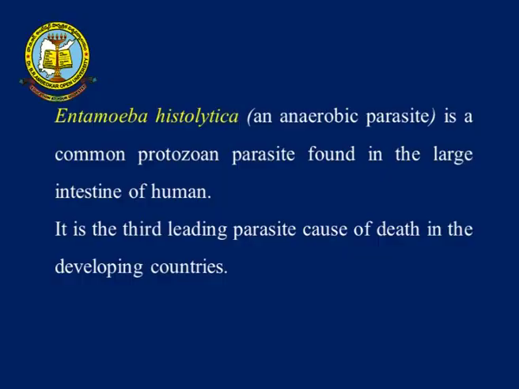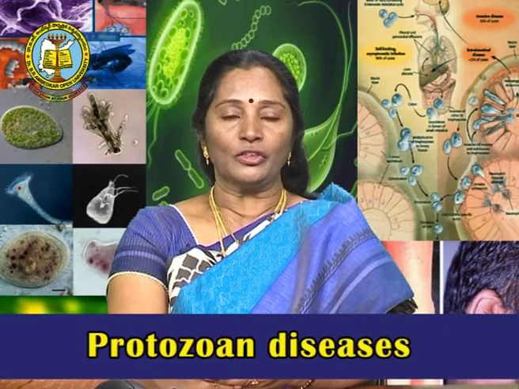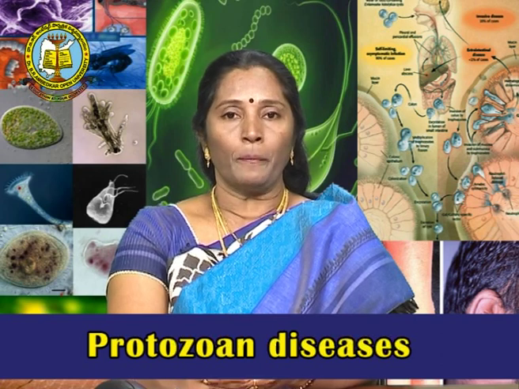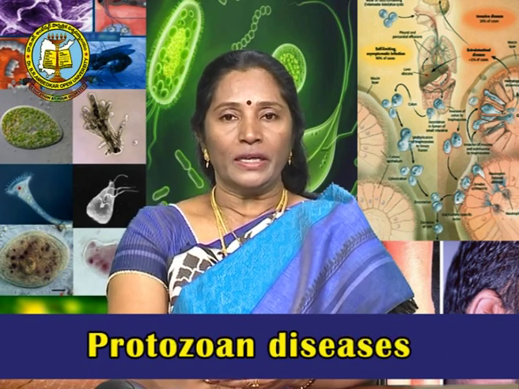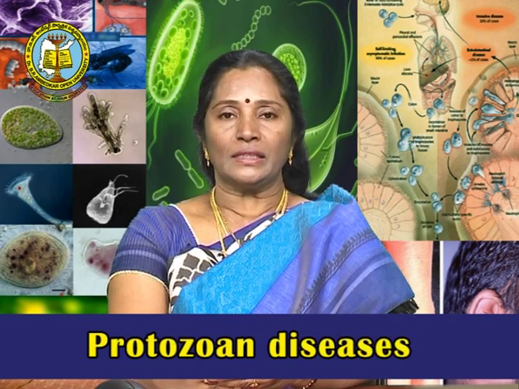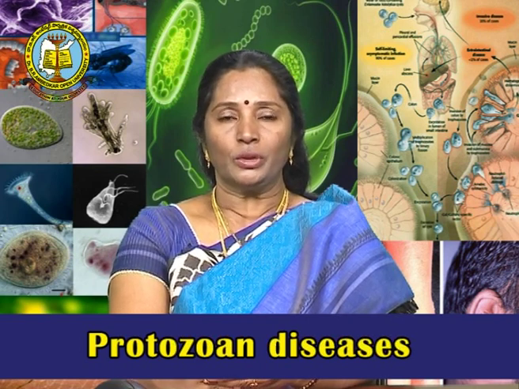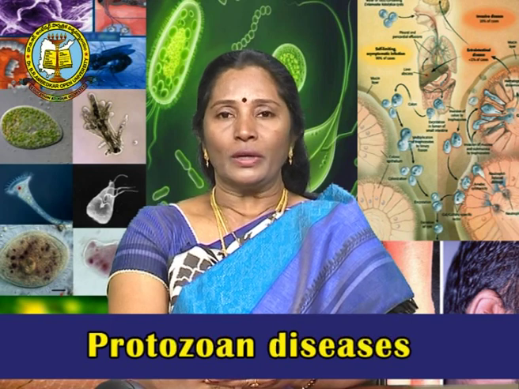Okay. Coming to its characters, these are anaerobic parasites, because they survive in the intestine where there is not much oxygen present. They are found mostly in the large intestine of humans, because they get lodged in the human intestines, and this is the third leading parasitic cause of death in developing countries, because every year millions of deaths occur because of Entamoeba histolytica, mostly in poor countries where there is malnourishment and where cleanliness is not followed.